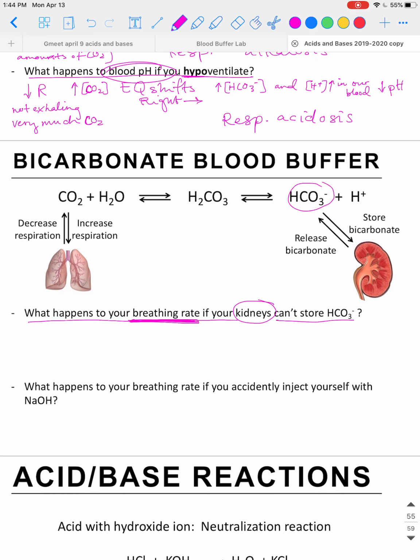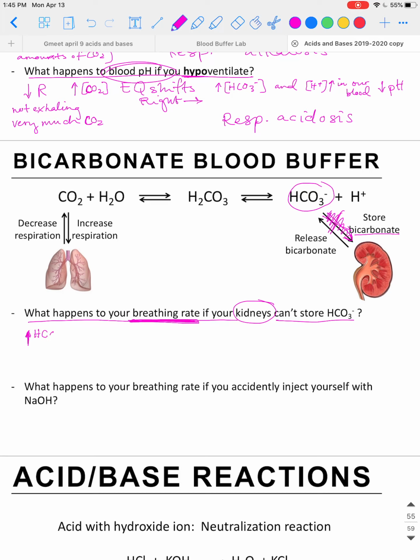All right, so kidney failure, what that's going to do to the amount of bicarb in our blood. So look at these arrows right here. If we're storing bicarb, that means we're pulling it out of the blood into the kidneys. But we can't do that. So we can't do this right now. So what that means is we're going to get a buildup of HCO3 in the blood because maybe we need to store it and we just can't because our kidneys are not working.